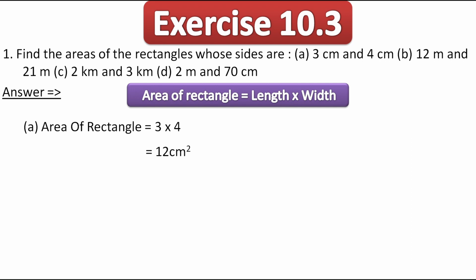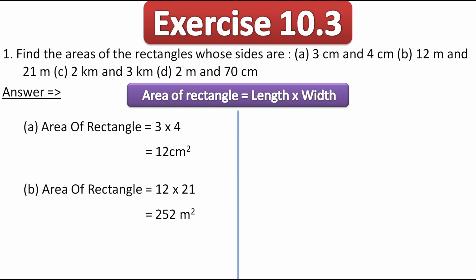One more thing I'll tell you, the unit of the area will have square, because we are multiplying centimeter into centimeter, which gives us centimeter square. If we have meter, then the answer will be meter square. Now area of rectangle B is 12 into 21, which gives us the answer as 252 meters square. Why meter square? Because sides are in meter. Now area of rectangle C is equal to 2 into 3, which is equal to 6 kilometers square. Now the area of rectangle D.